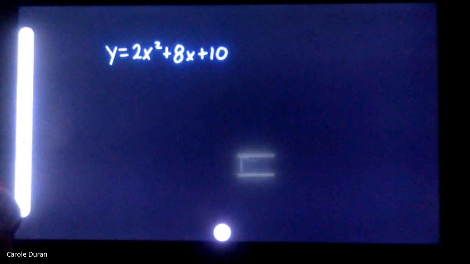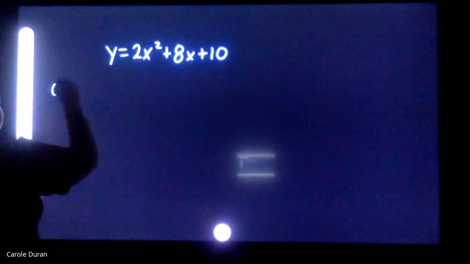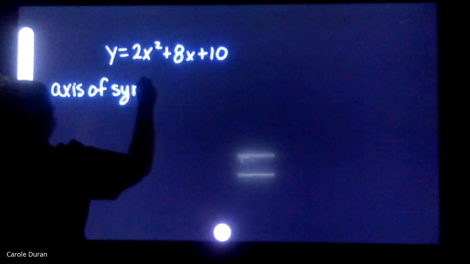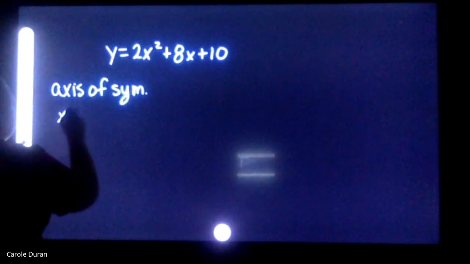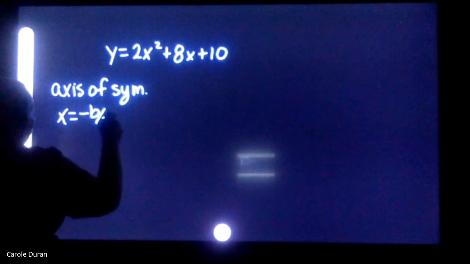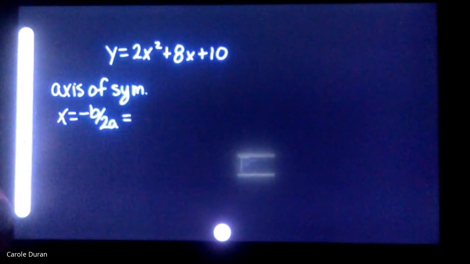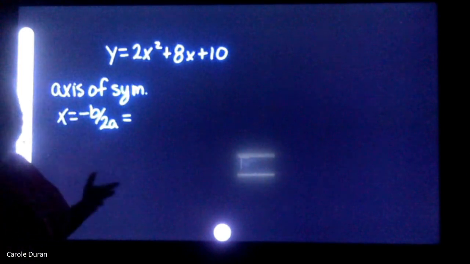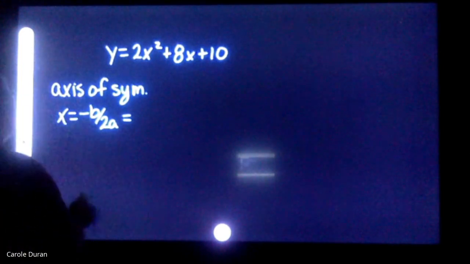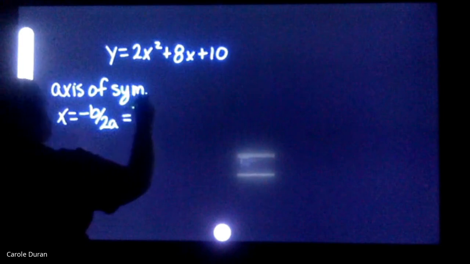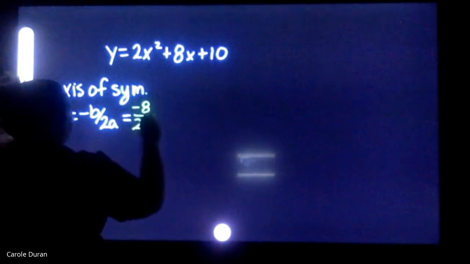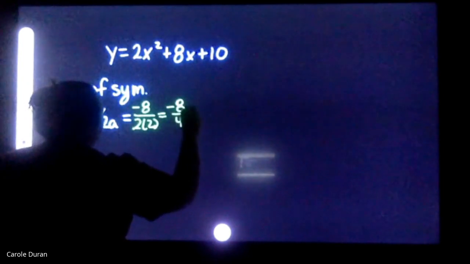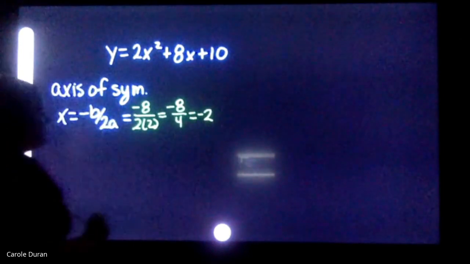In order to graph this, I have to find my axis of symmetry first. To find the axis of symmetry, I use the equation x equals negative b over 2a, using the same a and b that I had in the previous problem. So a is the number in front of x squared, b is the number in front of x, c is the constant on the end. When I do that, I get negative 8 over 2 times 2. That becomes negative 8 over 4, which is just negative 2.